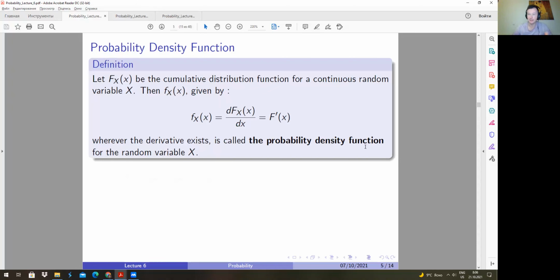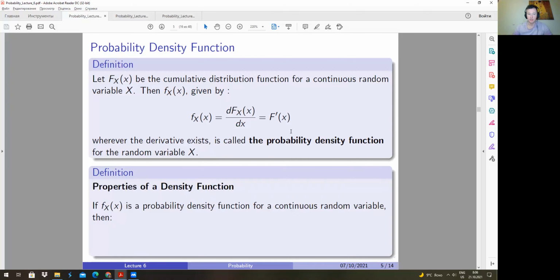So the probability density function is an analog of the probability mass function for the discrete case. But once again, it is not completely the same, because the probability that a continuous random variable equals some number is always 0. It's not possible to calculate this probability. This density function is always non-negative, so it's either 0 or positive for any x from minus infinity to plus infinity. And the integral from minus infinity to plus infinity of this density function is 1.